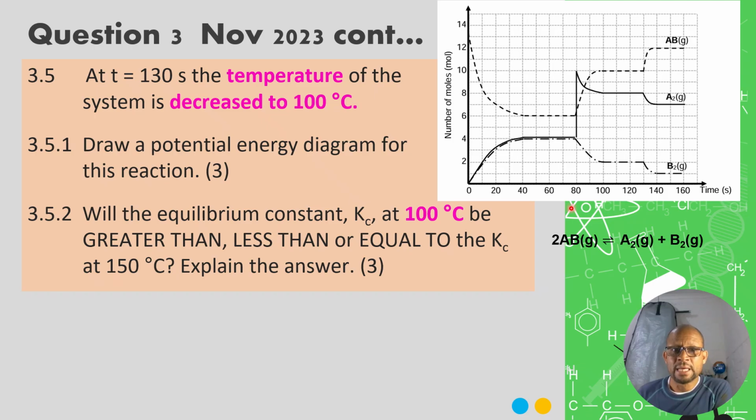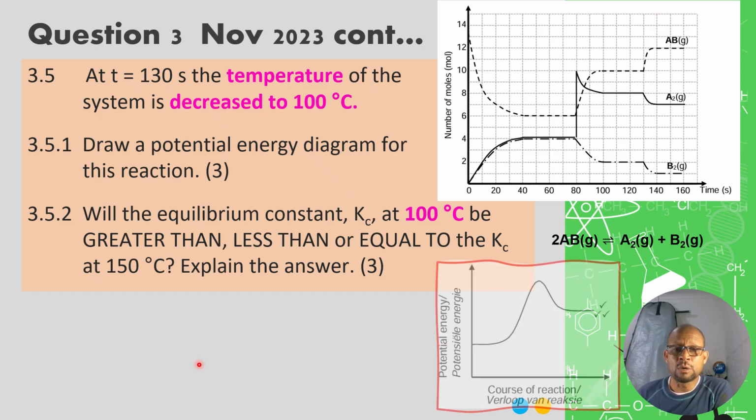Okay, so when you're going to draw a potential energy diagram for this reaction, you're actually going to draw it for the forward reaction and not the reverse reaction, unless they ask you specifically for the reverse reaction. But if they just ask you to draw a potential energy diagram for this reaction, they are referring to the forward reaction. And we know that the forward reaction, as we worked it out from the data from my graph, is going to be endothermic.